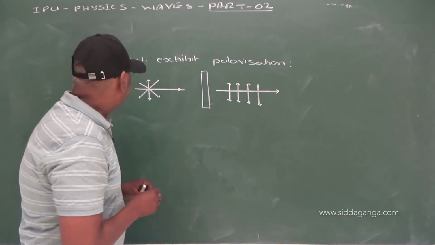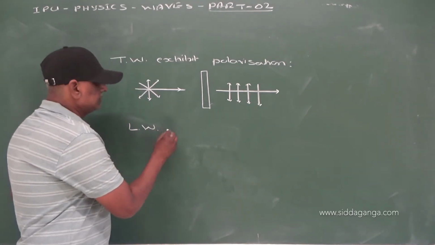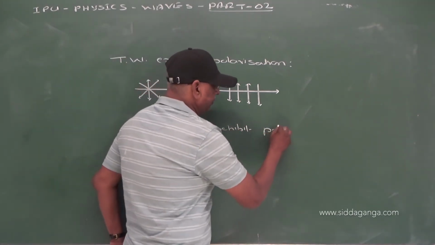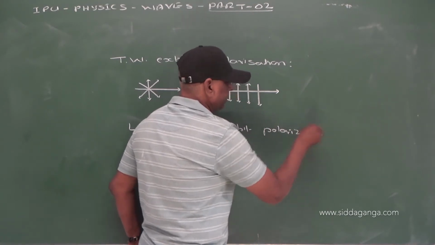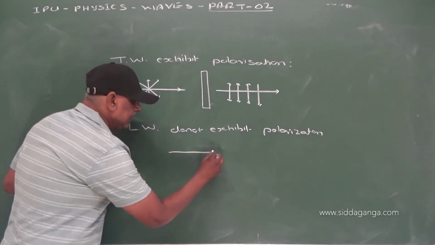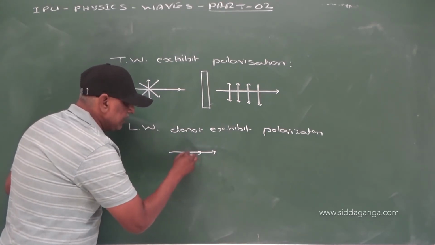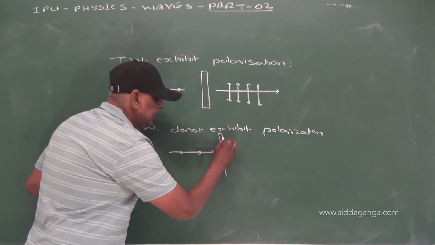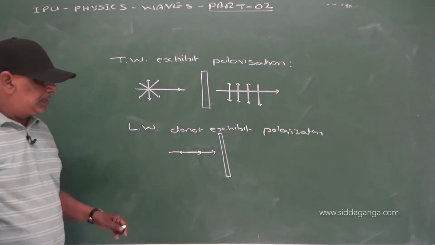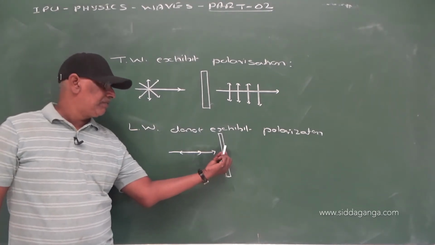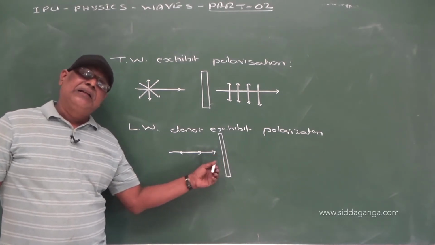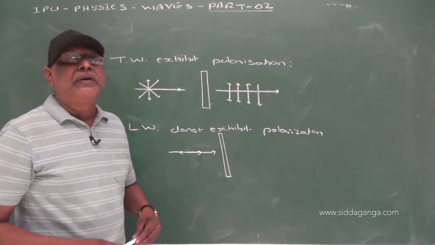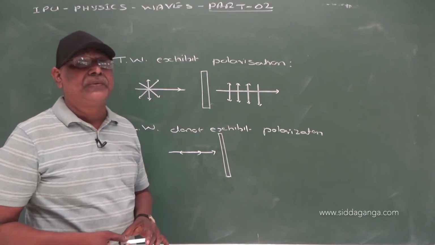But longitudinal waves do not exhibit polarization, because here the direction of vibration is parallel to the direction of propagation. Here, when we hold a slit, whether it is perpendicular or parallel, there is only one vibration direction. That we will discuss later when it comes to the entire chapter, that is polarization, right?